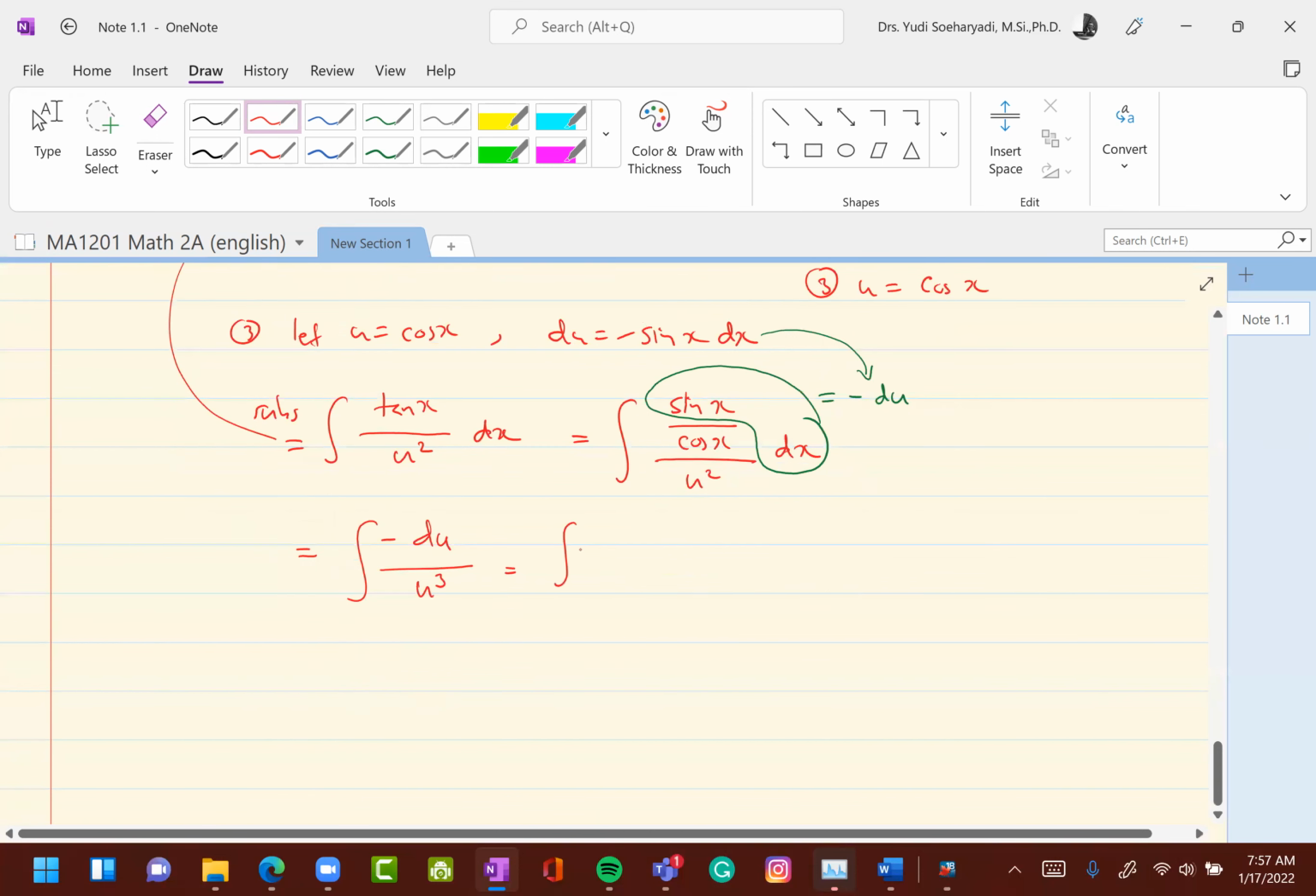So you get negative, so just 1 over u square, times a half, plus c. So it works.